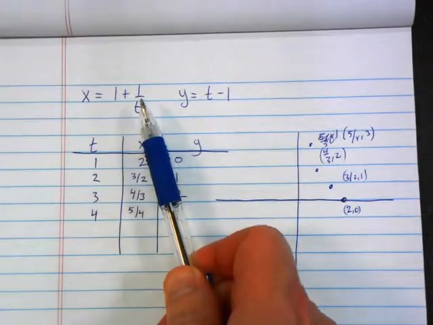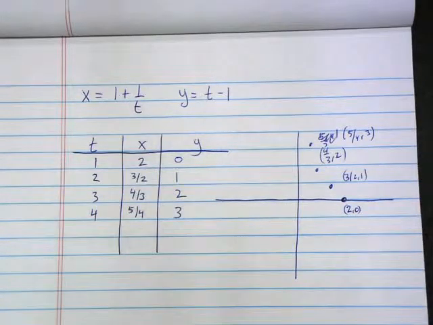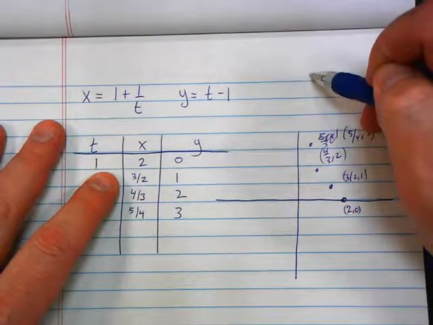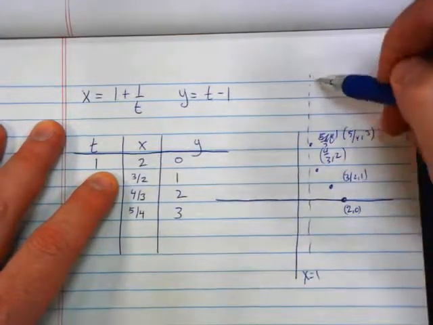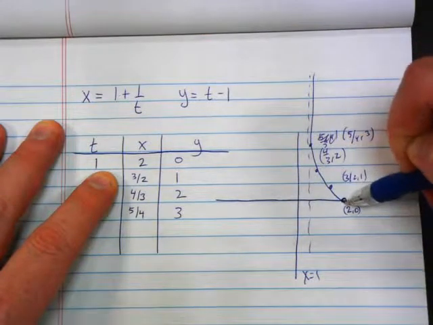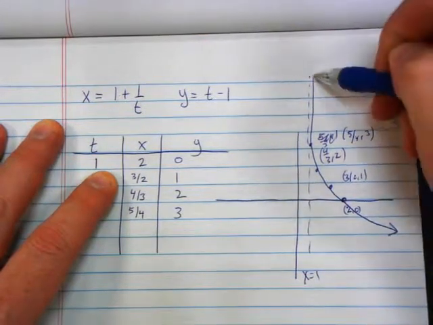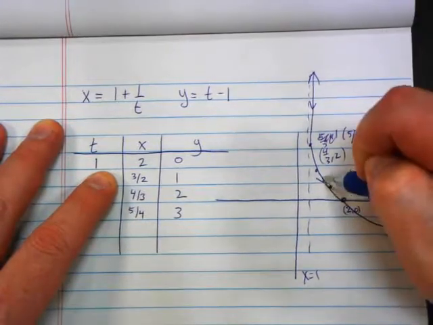So it does appear as though there's a vertical asymptote happening right there, doesn't there? So it looks like I got a vertical asymptote at x equals 1. Looks like something like this is happening, and orientation would be that direction.